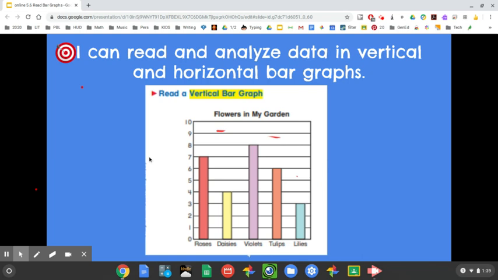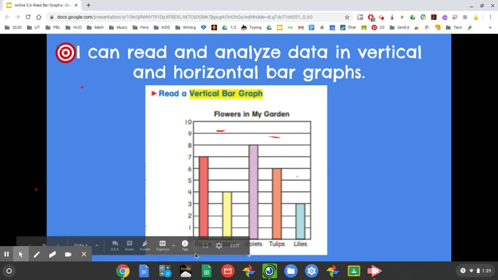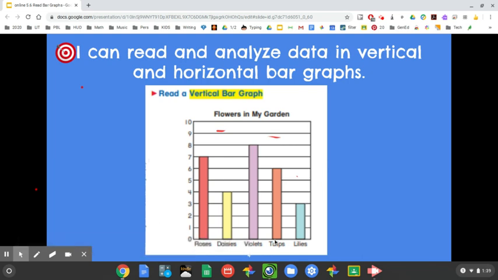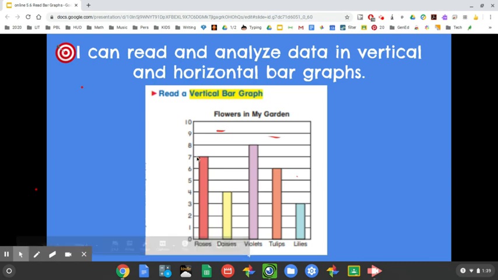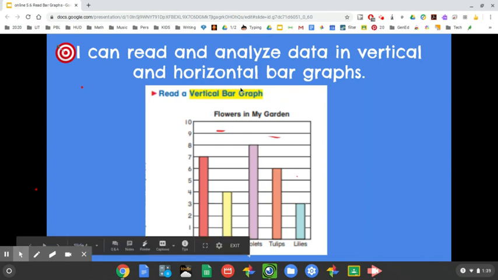there are, how many roses are there? So you're going to find the word rose. Okay, so you have rose, daisies, violets, tulips, and lilies. And how many roses were there? Just like we did in the horizontal bar graph, we're going to find that line where it ends, and then we're going to follow it to the number. So in this case, there are 7 roses in my garden.